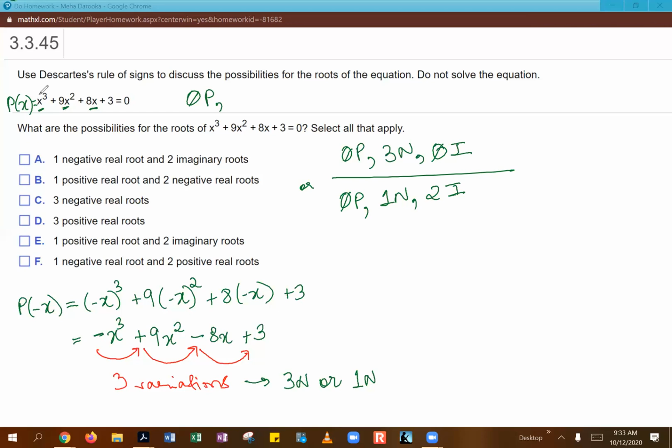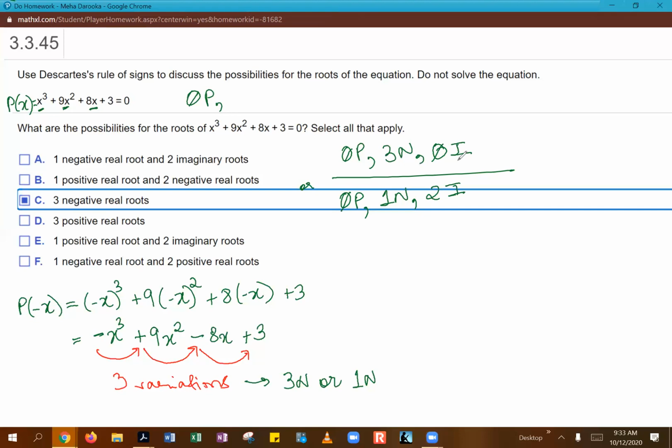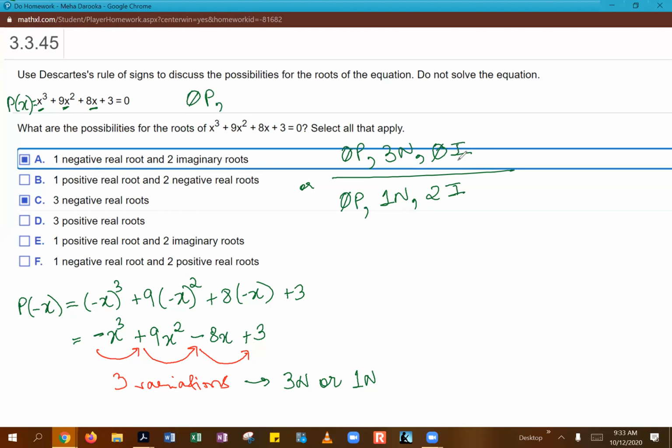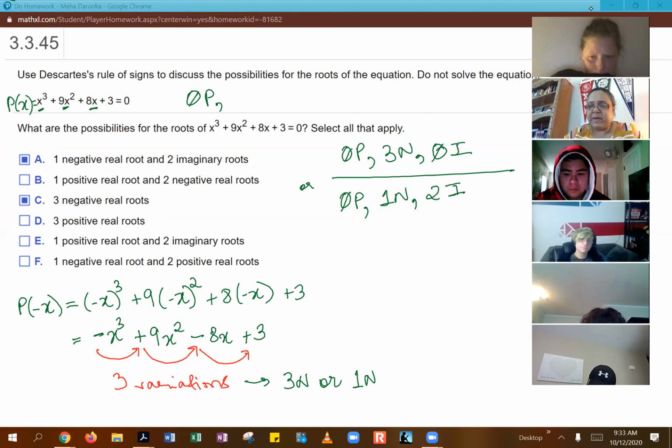So 3 negatives, no positive, no imaginary. So you can see that will be this option over here for the 3 negative real roots. Our other option was 1 negative and 2 imaginary. So 1 negative and 2 imaginary is going to be part A. So you have to select all those possibilities as your answer. So it's not just one of them. It's going to be multiple answers based on how many different combinations you were able to come up with.